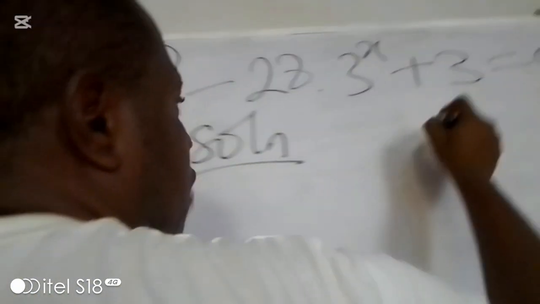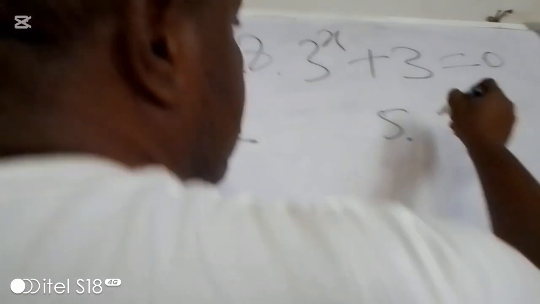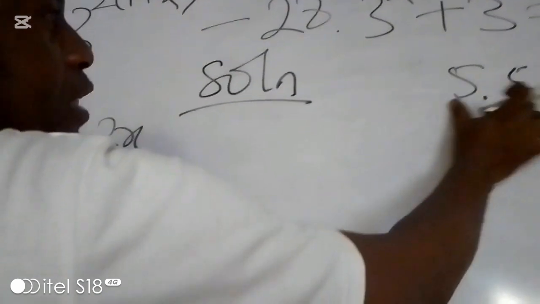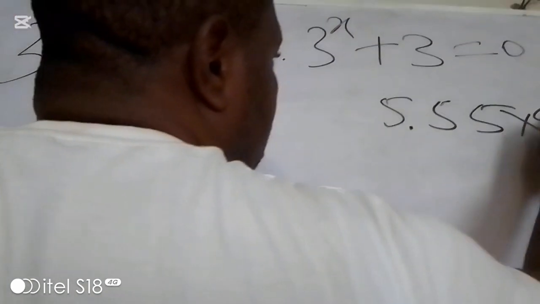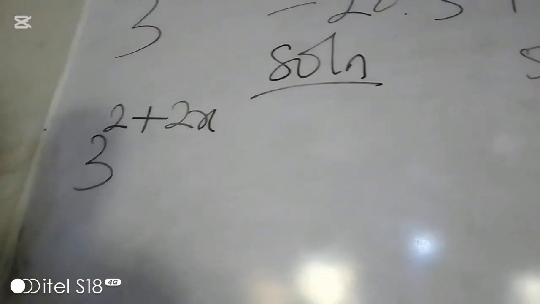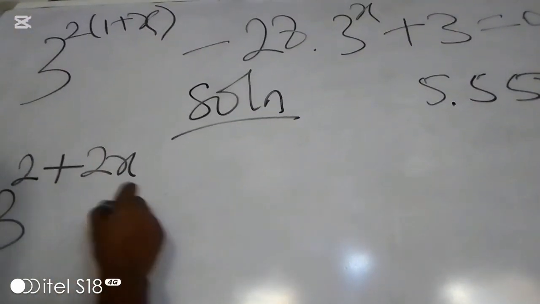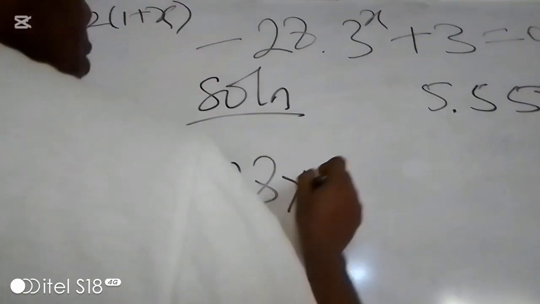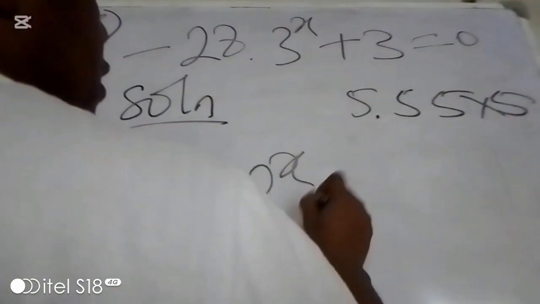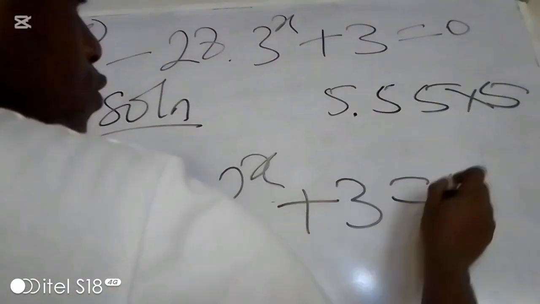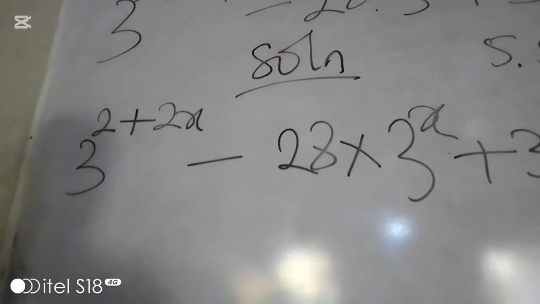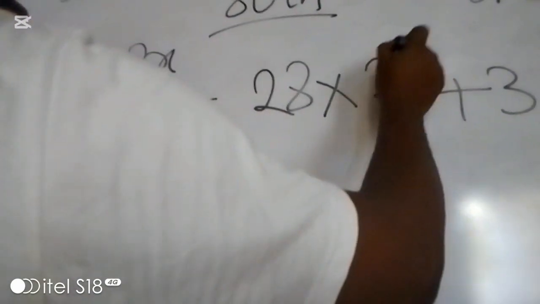In mathematics, when you have something like this, 5.5, when the point is at the base of the numbers, it means multiplication. This becomes 5 times 5. So this becomes 28 times 3 raised to the power x plus 3 equal to 0. Are you getting it?